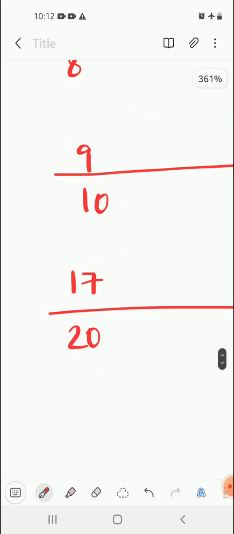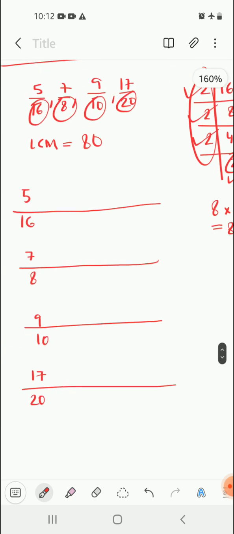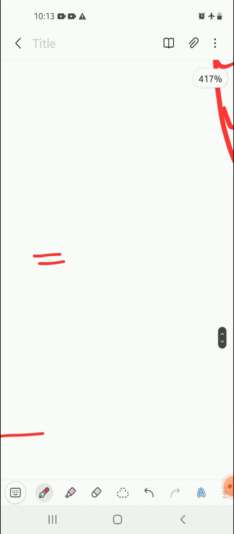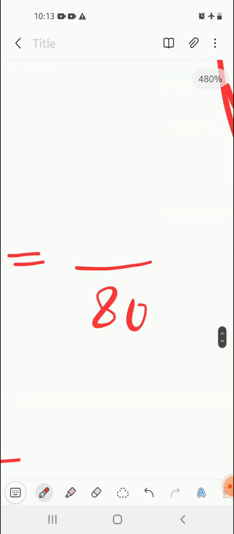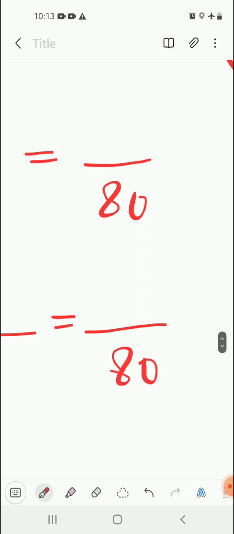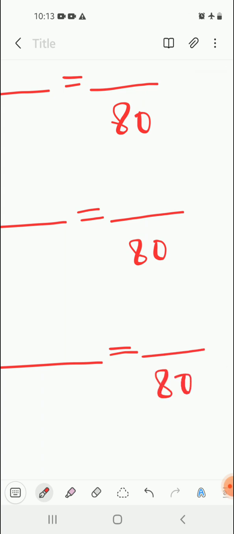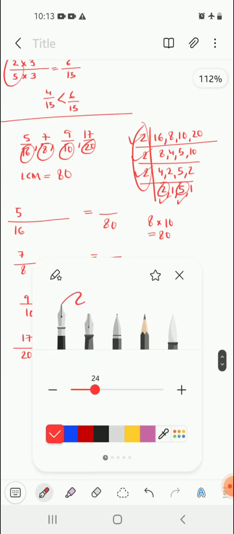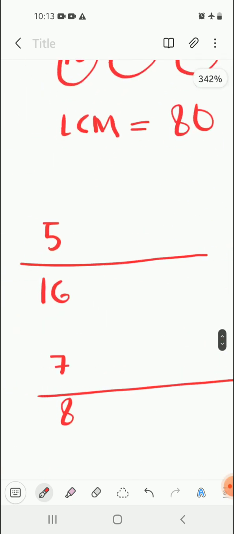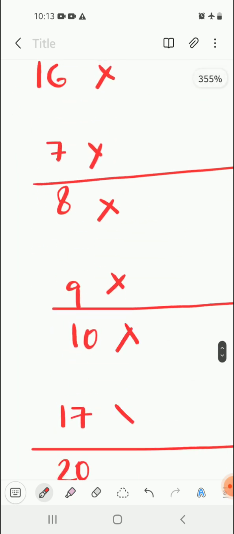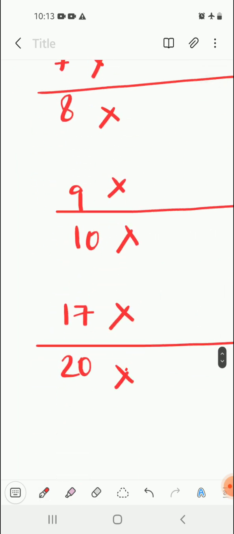After following this step, we are going to put an equal to sign. This is equal to, all the places the denominator will be 80. So in all the 4 places we are going to write equal to 80. After this is done, just put some multiplication signs over here, because this is what we are trying to do. And now I will show you how we can do this.